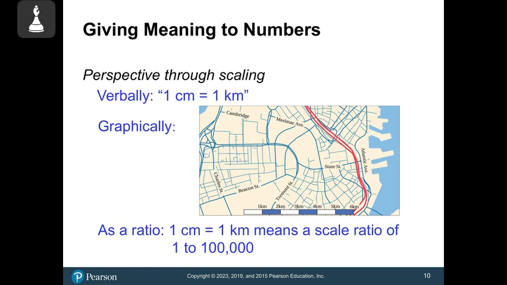So what that means is 1 centimeter is equal to 1 kilometer, and that scale ratio is 1 to 100,000. A kilometer is 100,000 centimeters. So this is a very small scale to represent the actual distance between places.